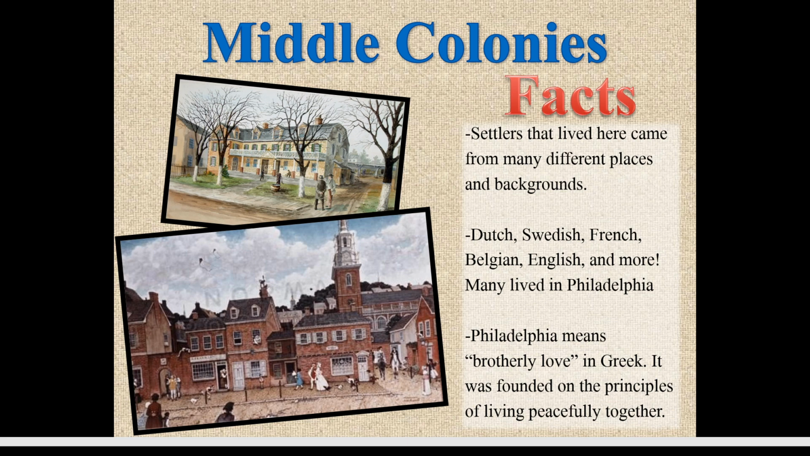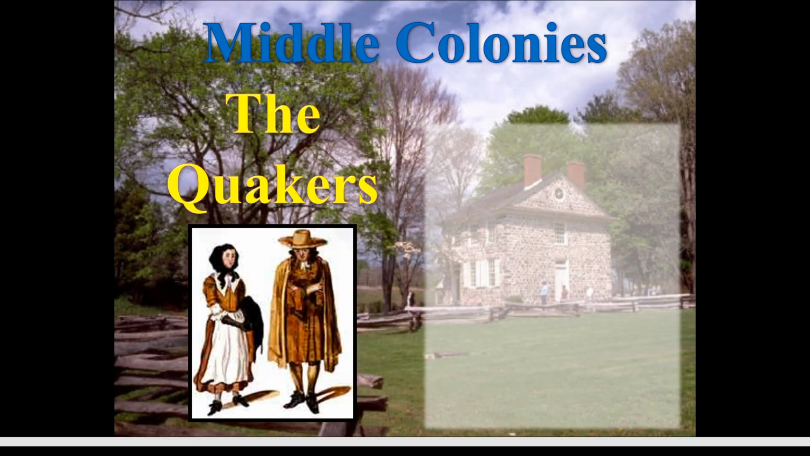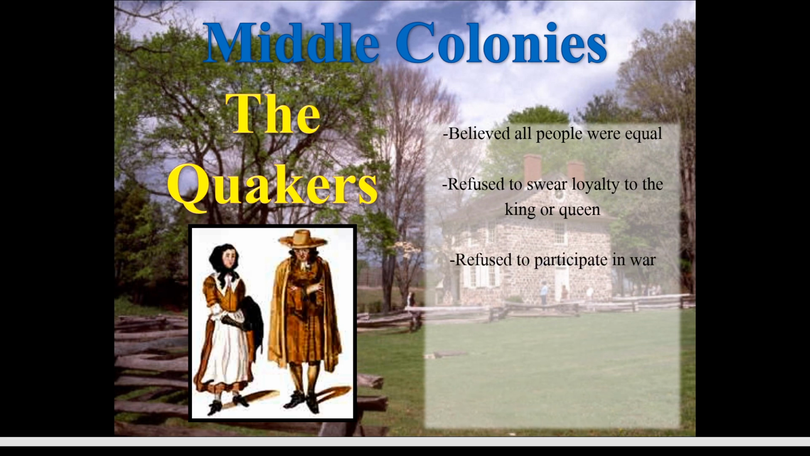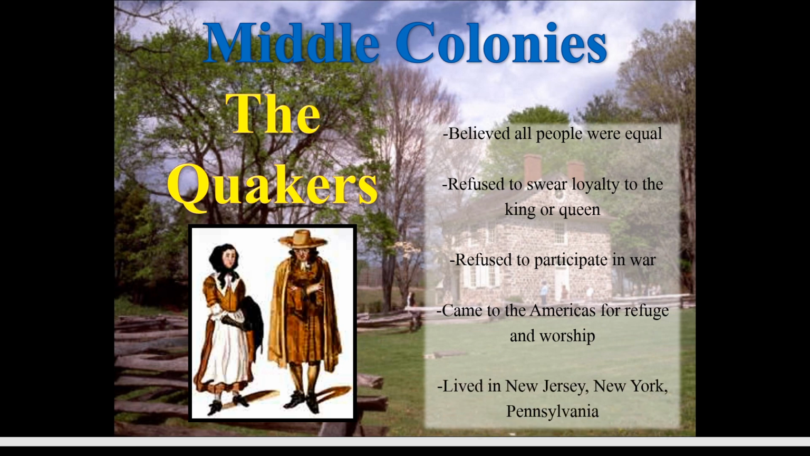Okay, so Philadelphia means brotherly love in Greek. It was founded on the principles of living peacefully together. Okay, so the people who lived in the middle colonies were called Quakers. They believed all people were equal. They refused to swear loyalty to the king or to the queen. They refused to participate in war, and came to America for refuge and worship. They lived in New Jersey, New York, and Pennsylvania.